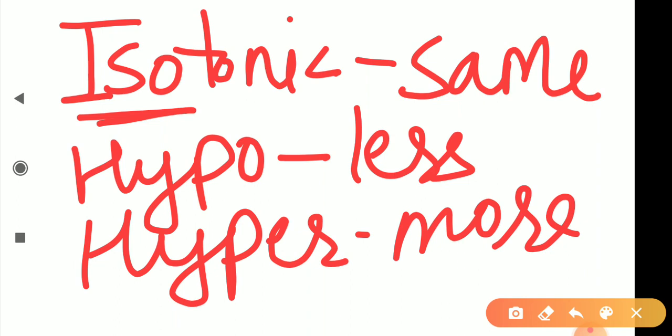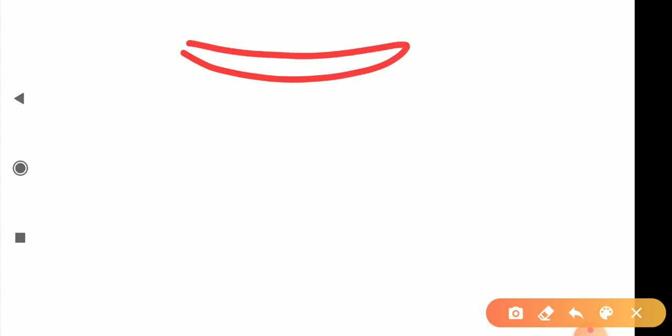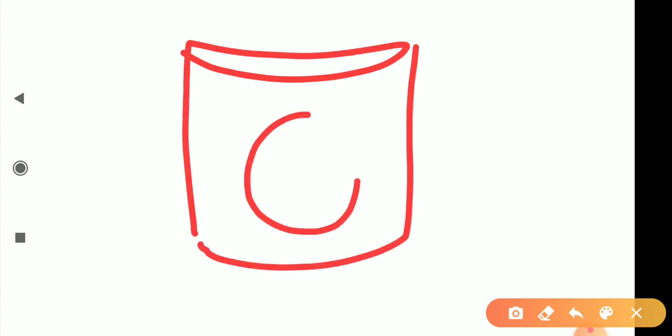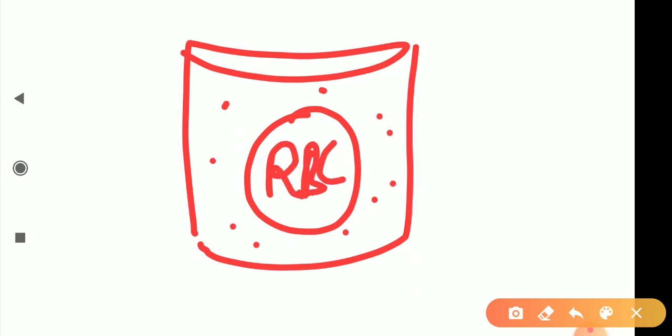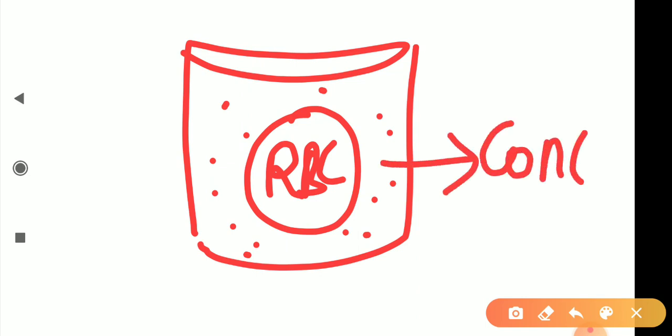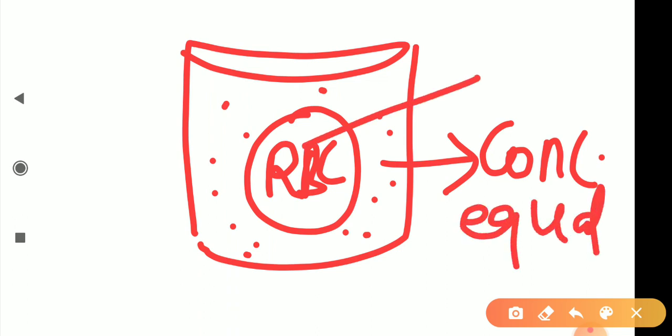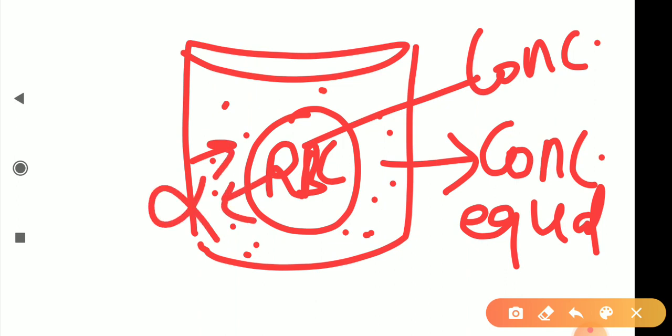The isotonic solution is which one? Isotonic solution is that which, for example, this is the beaker, this is the cell, the animal cell we are taking, and this is the external environment where it is kept. The concentration of this solution is equal to the concentration inside the cell. So when the concentration outside and inside is equal, then there is no movement of particles in and out, no movement.